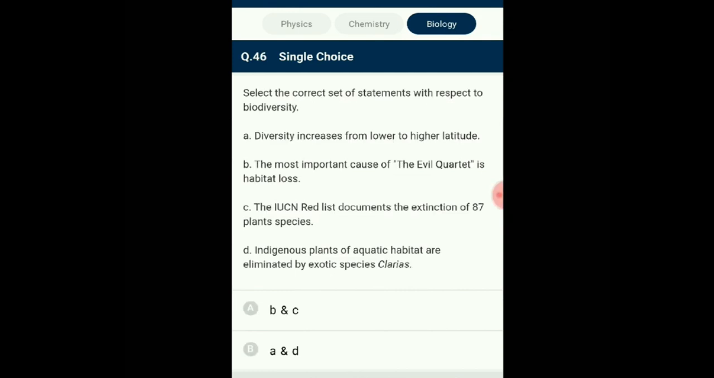Question number 46. Select the correct statement with respect to biodiversity. The Evil Quartet is the term coined by biologist Jared Diamond for human-induced loss of diversity. Habitat destruction is the main cause of loss of biodiversity due to urbanization. Forests are cleared, and lots of species lose their habitat and ecological niche, due to which they become extinct. According to the IUCN Red List, a total of 784 species have gone extinct in the last 500 years, including 87 plant species. So the correct statements are options A, B and C.